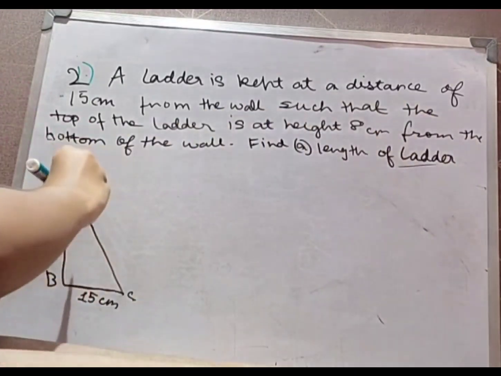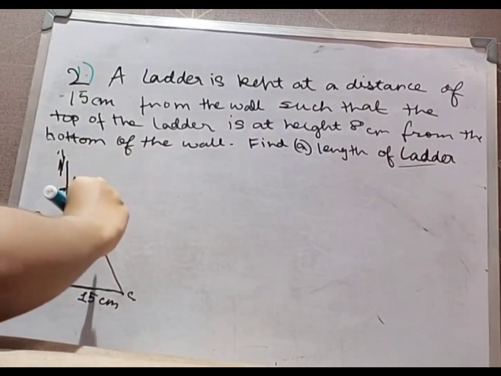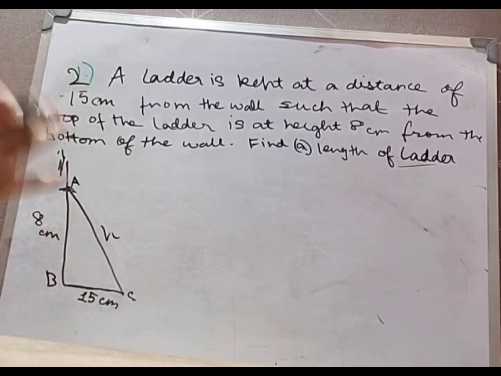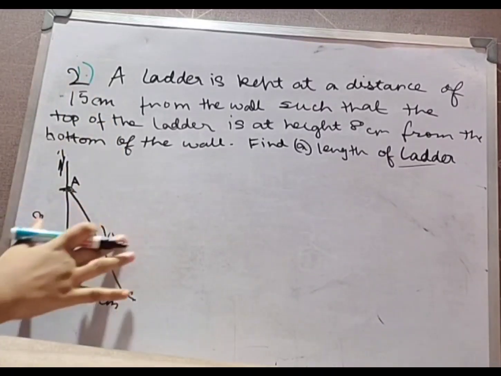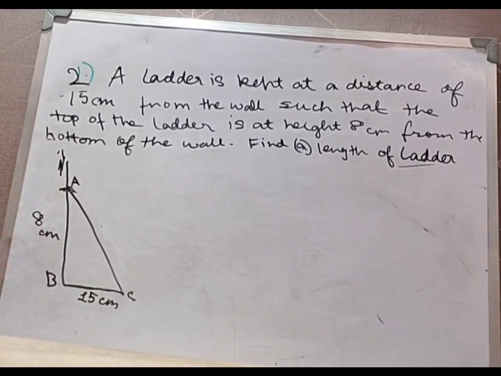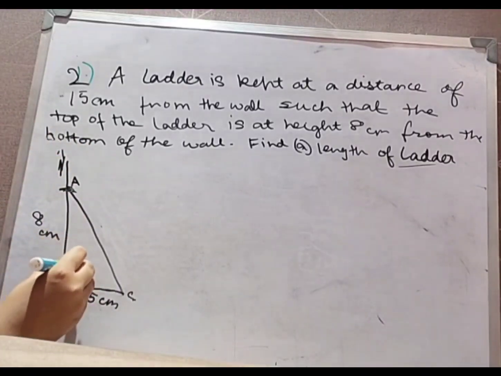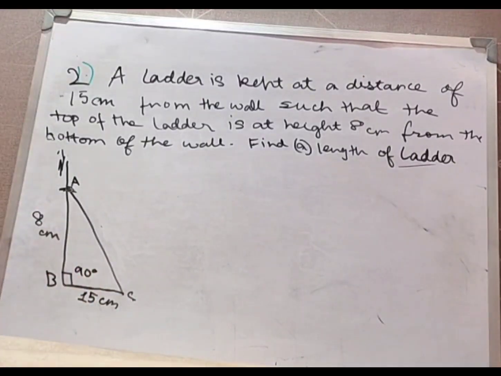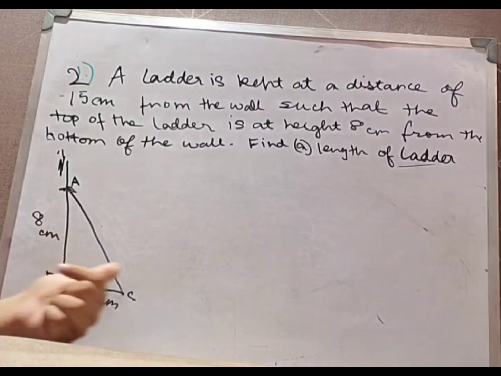So this is our ladder. This is the length of the ladder. Let's say length of the ladder is the hypotenuse. Now if you look at this, the length of the ladder will be AC, the line segment AC. If you look at this as a right angle triangle, at B we have a right angle. This is the perpendicular, this is the base.